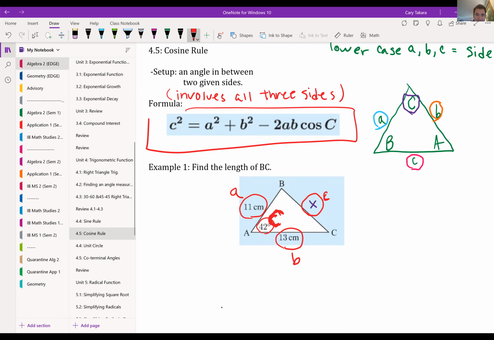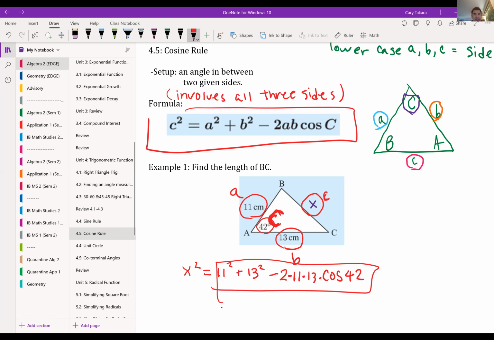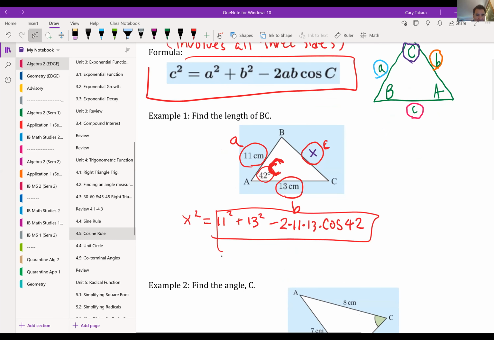So X is the little c, so that will be X squared equals A squared. A is 11, so it's 11 squared plus 13 squared minus 2 times 2ab, which means 2 times a times b. So 2 times 11 times 13 times cosine of 42. I know it's easy for me to say this, but all you have to do is figure this one out. And then at the end, we're going to take the square root because we've got x squared is that. But let's figure out what that long expression is.